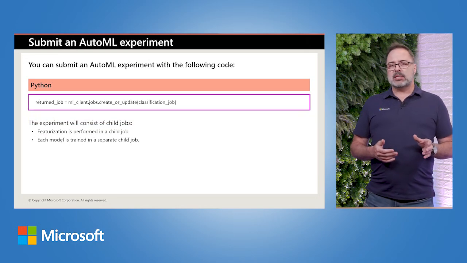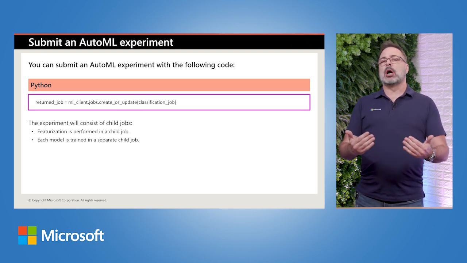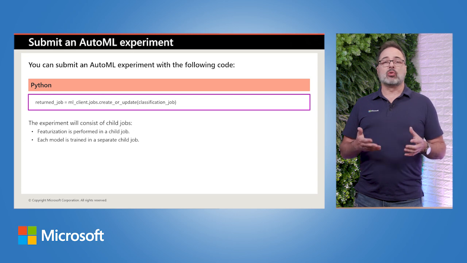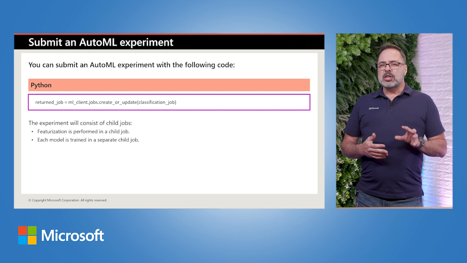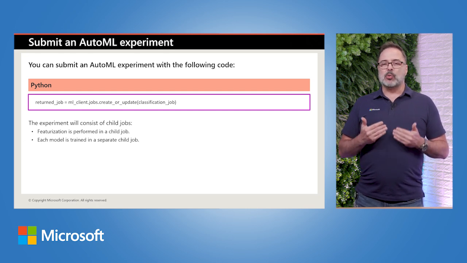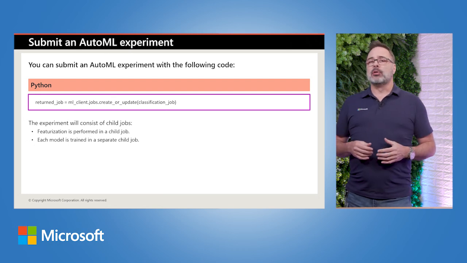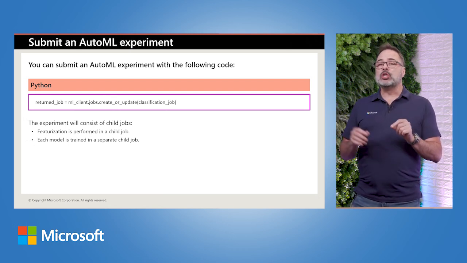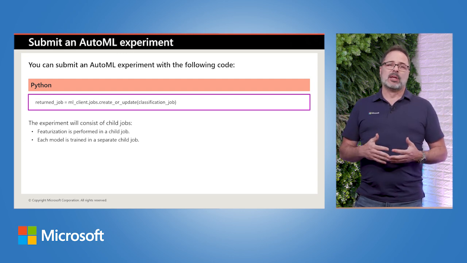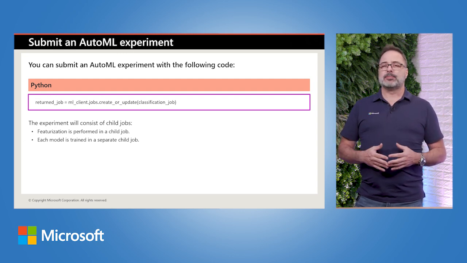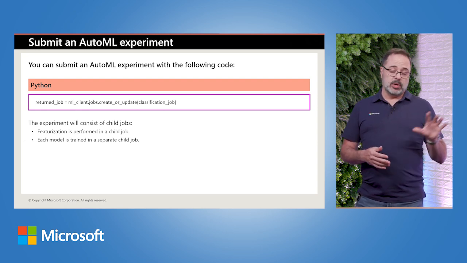Once we configure all the settings for the AutoML job, including any of the limits we might place on the job, we can then submit the job using the Python SDK by calling the create or update method of the jobs class in the ML client. One thing to note here is that when we submit an AutoML job, that job is going to produce a number of child jobs. So each model that is going to be trained will be done within its own child job. So you can think of the AutoML job as being the master job that will spawn all of the child jobs. Also, the featurization process will also be done within its own child job.